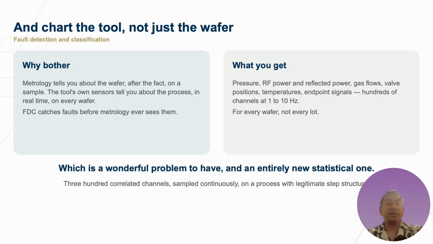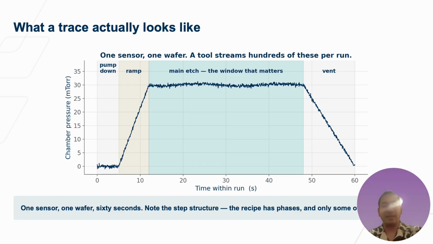FDC, fault detection and classification, catches faults before the metrology ever sees them, which is a wonderful problem to have, and entirely a new statistical one. 300 correlated channels sampled continuously on a process with a legitimate step structure. Nothing we have built handles that.